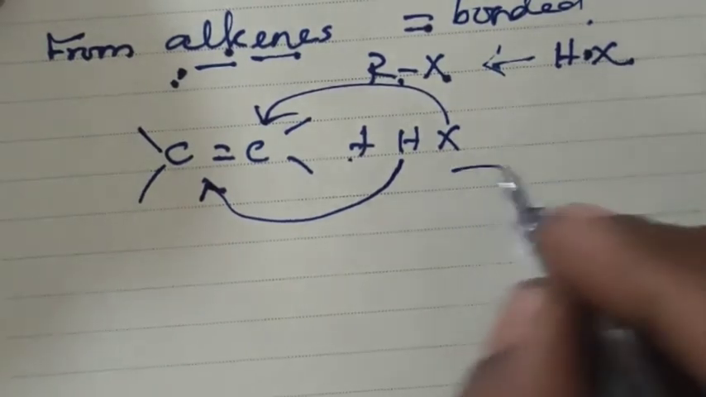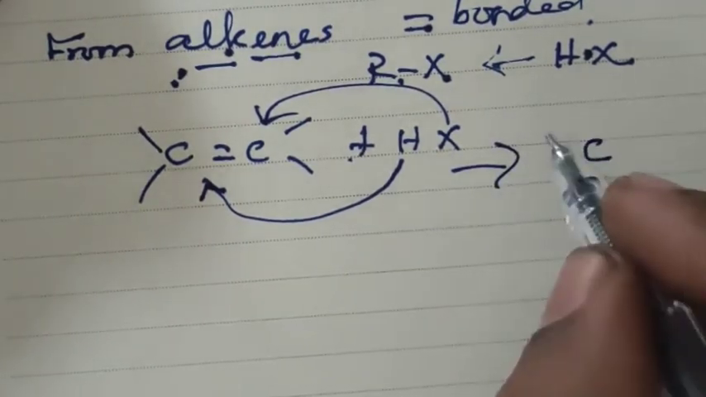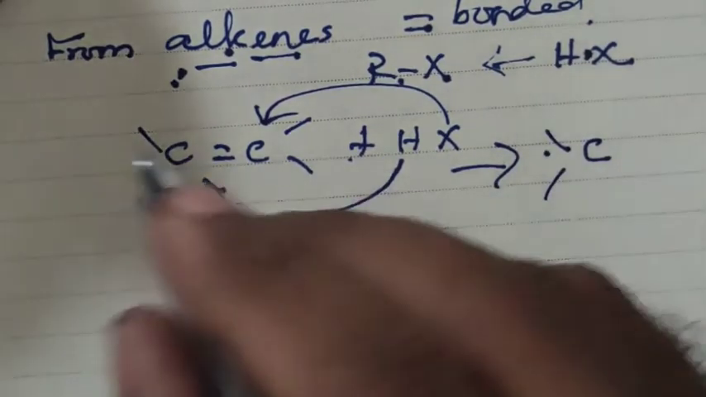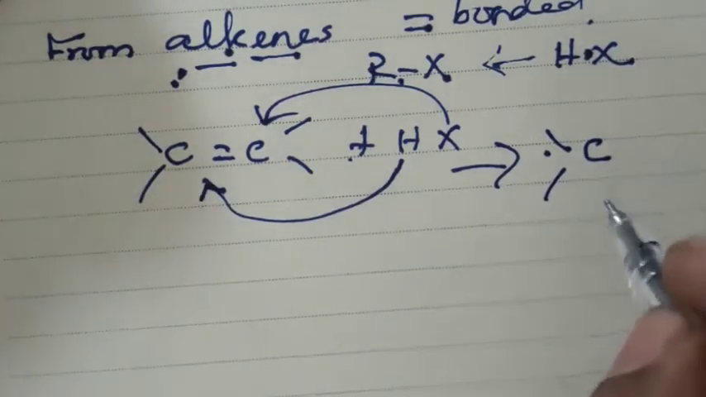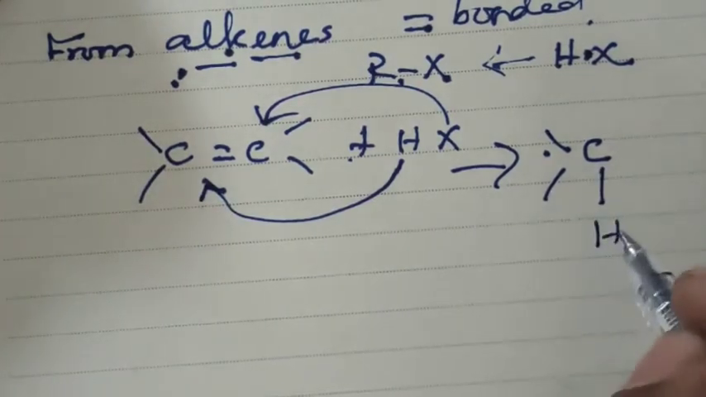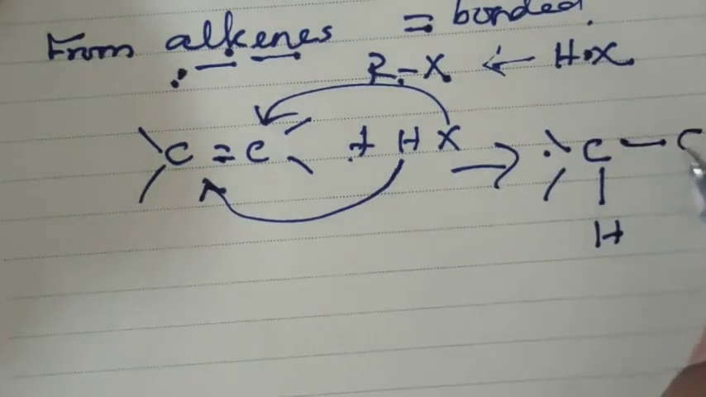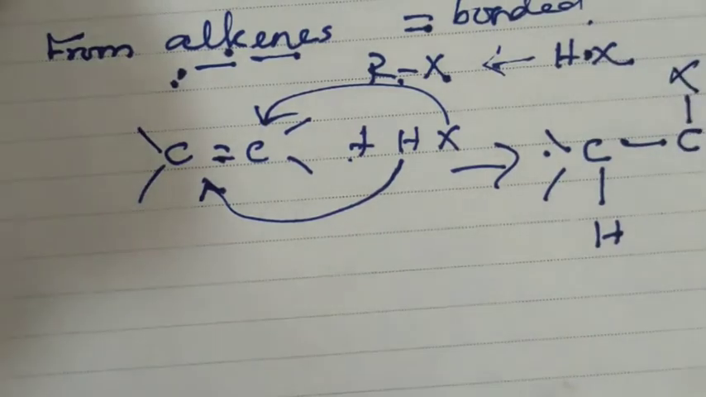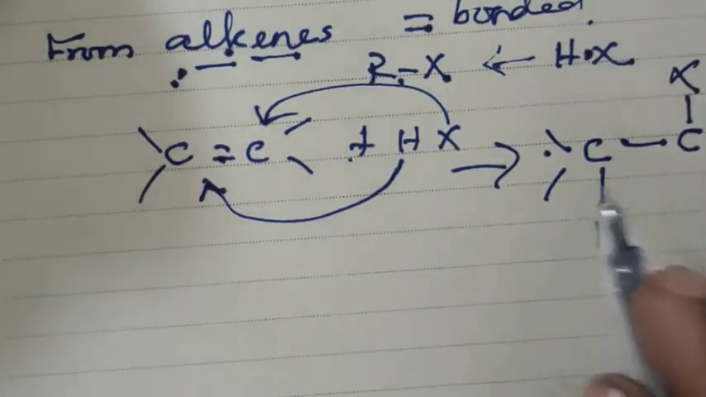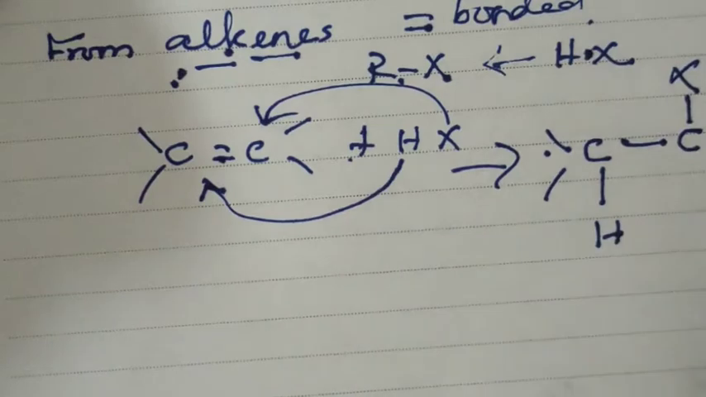So, what are we getting? C, two bonds are there, then one H will add here. Because of the addition, the double bond will now become a single bond. Then, on the other carbon, one X will add here. So, we are getting alkyl halide.